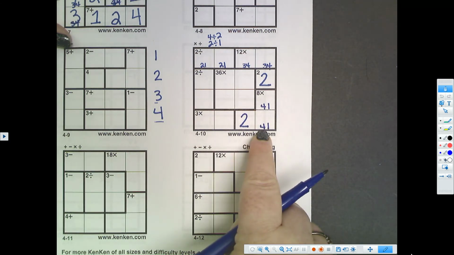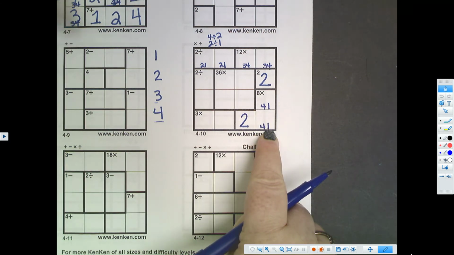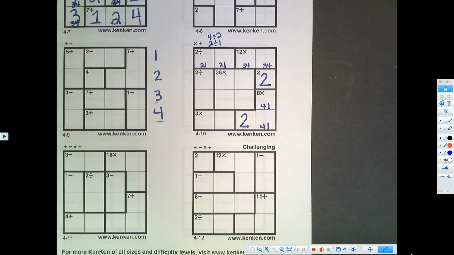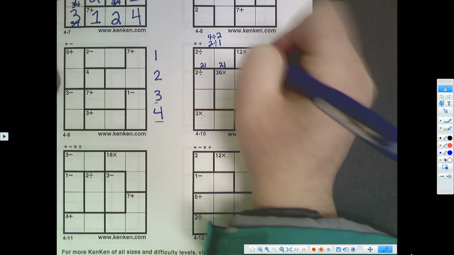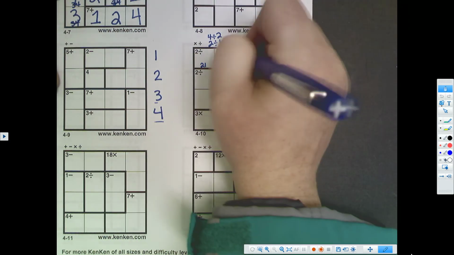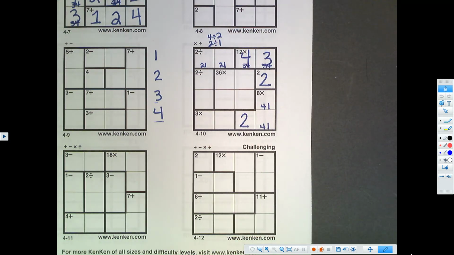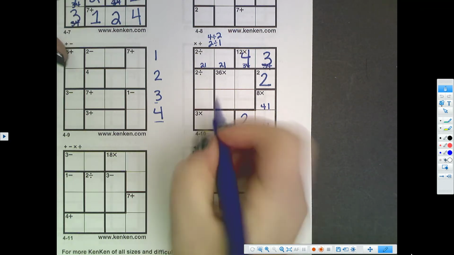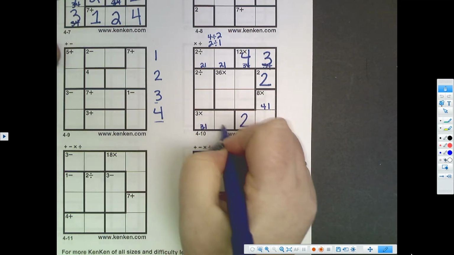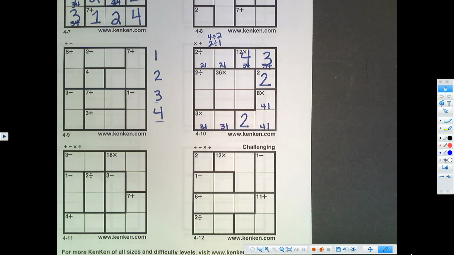So 2 times 4 is 8, 8 times 1 is still 8. Because I'm putting a 4 here, that means that my 3 will go there, and my 4 will go there. To get times 3, 3 times 1 is 3.